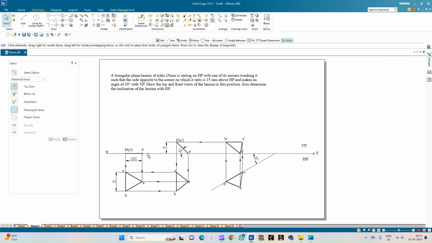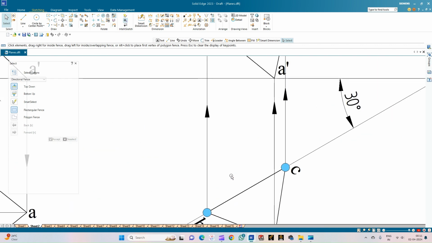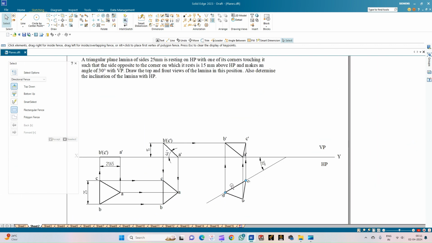So with this, we complete the orthographic projection of a triangular plane lamina resting on one of its corners on the HP. And the side opposite to that corner is at a distance of 15 mm from the HP, and the same edge is also inclined to VP at an angle of 30 degrees. So this completes the problem.